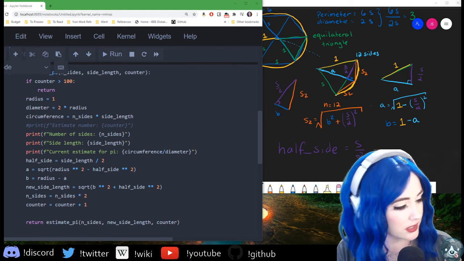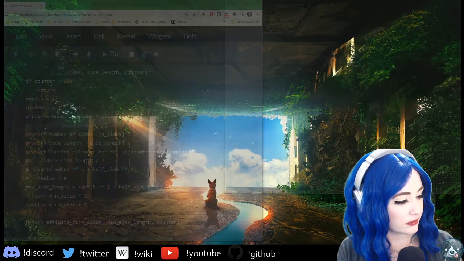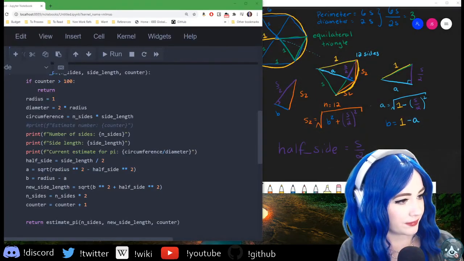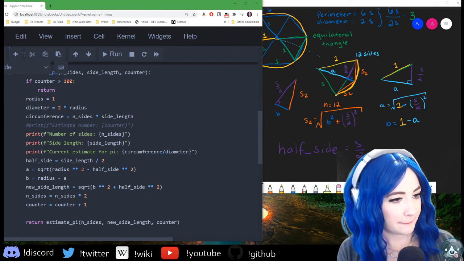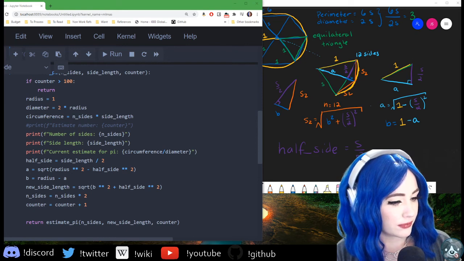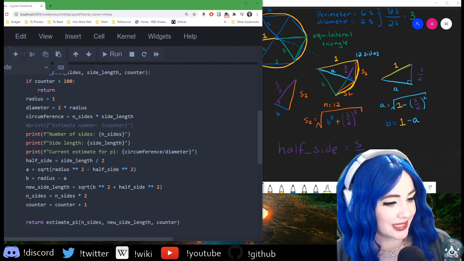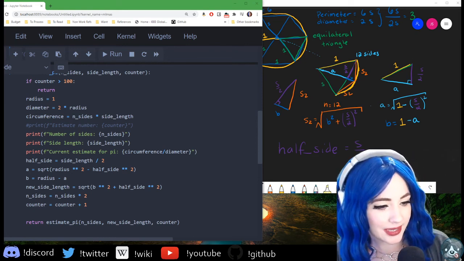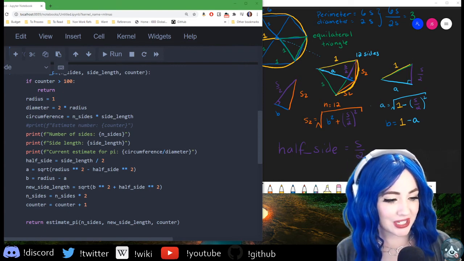Oops, I am trying to open the wrong thing. Where's Chrome? There's Chrome. Let's see. And thank you, Zug. I appreciate it.